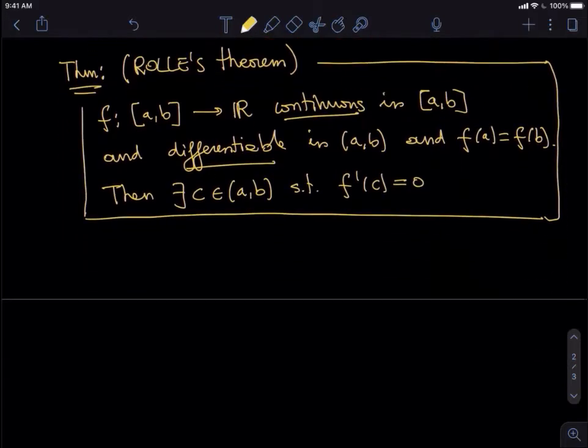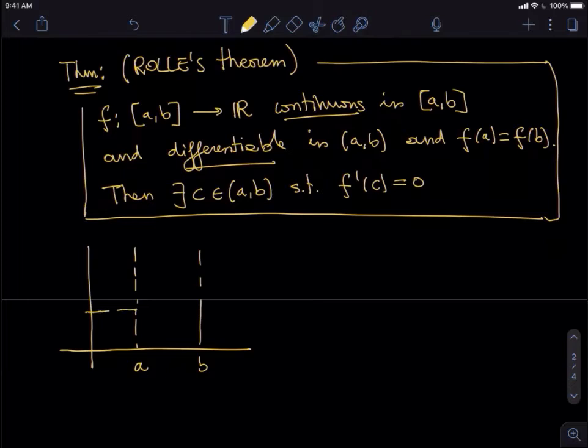Okay, this is a very well-known result from calculus, but it's very useful nevertheless. So here we have our a, b, and we have that f at a equals f at b, and the function is continuous and differentiable. There is no way around it.